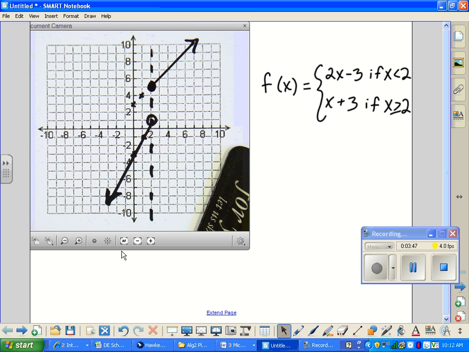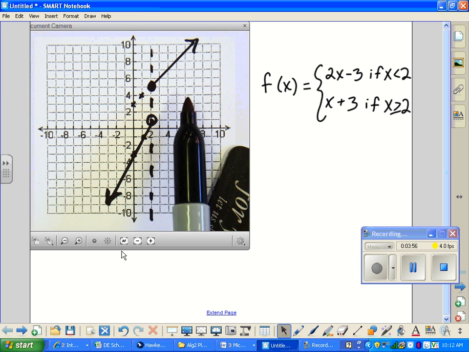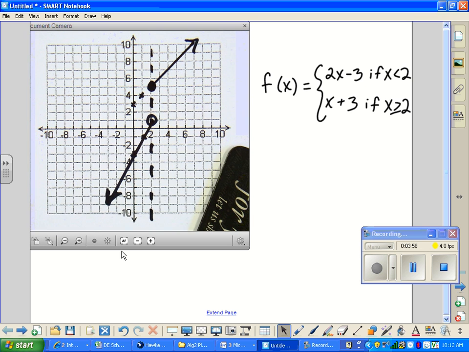All right, y'all see how that worked? So you had one that was less than 2, so that was the graph on the left side, and then one that was greater than or equal to 2, so that was the one on the right side. Okay, does that make sense? All right, yes.